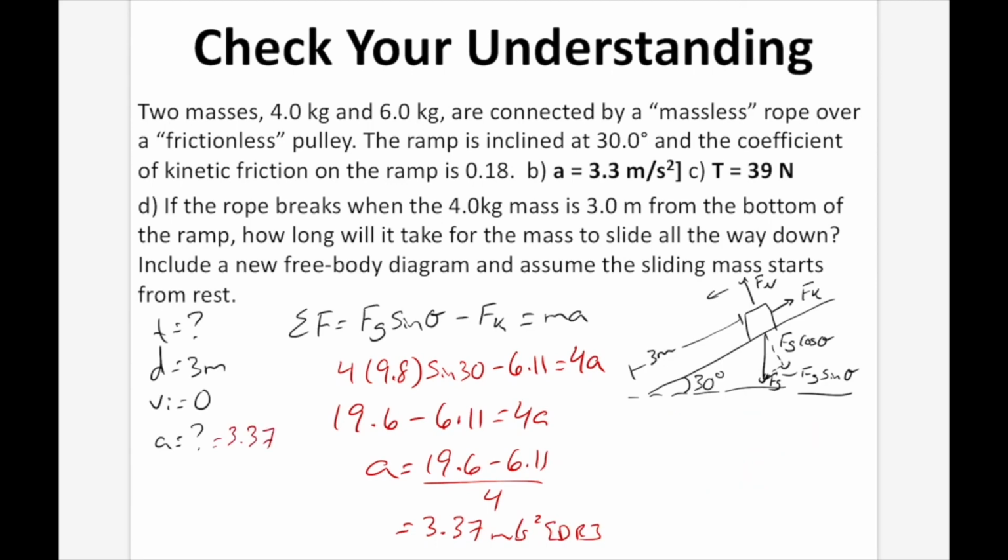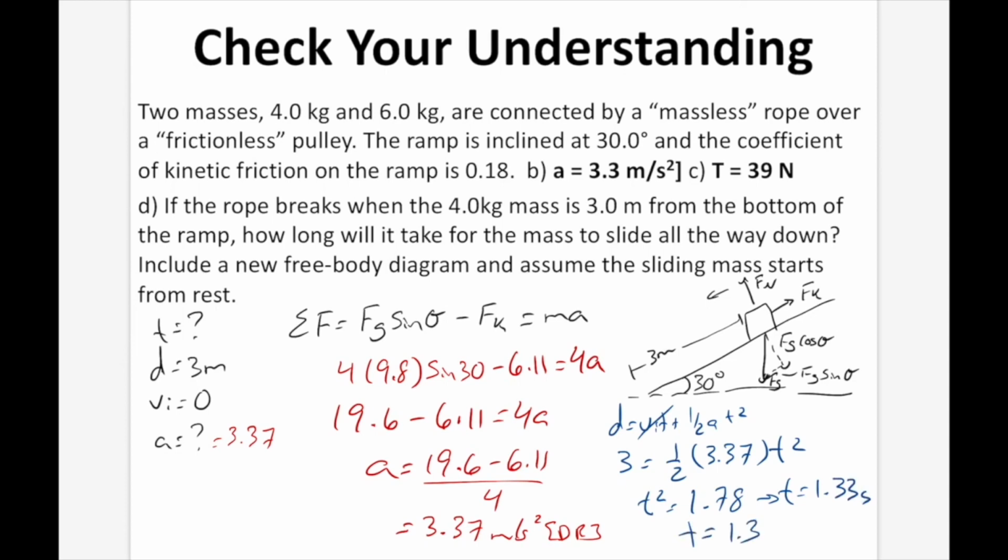So now what equation can we use? We can say that d is going to equal Vi t plus 1/2 a t squared. We know that Vi t is going to equal 0 because Vi is 0. d is 3, equals 1 over 2, 3.37 times t squared. We can isolate t squared. It's going to equal 3 times 2 divided by 3.37, and that's going to equal 1.78. And then we can find t by taking the square root of 1.78, and we get 1.33 seconds. We need 2 sig digs in our answer, so we get a t value of 1.3 seconds, and that's the time it takes to slide down the ramp.